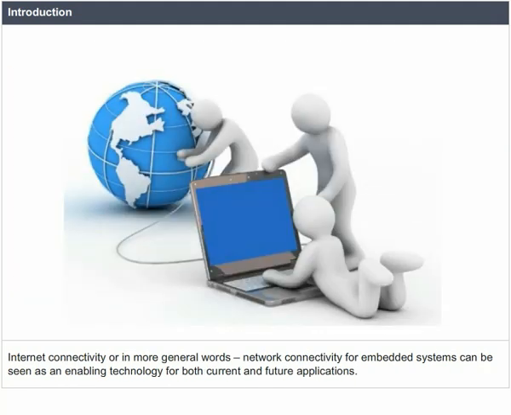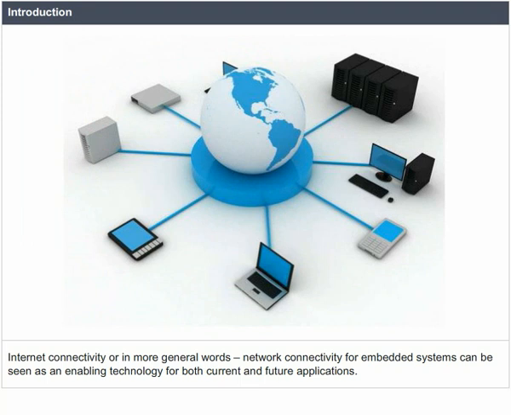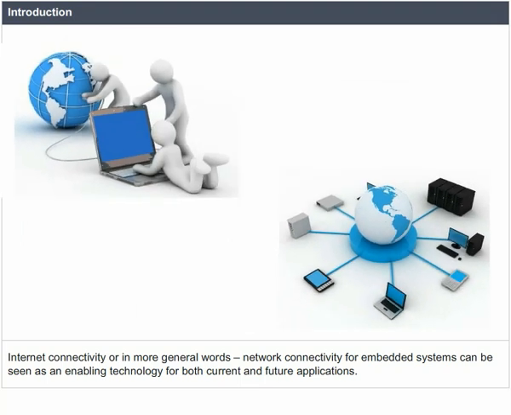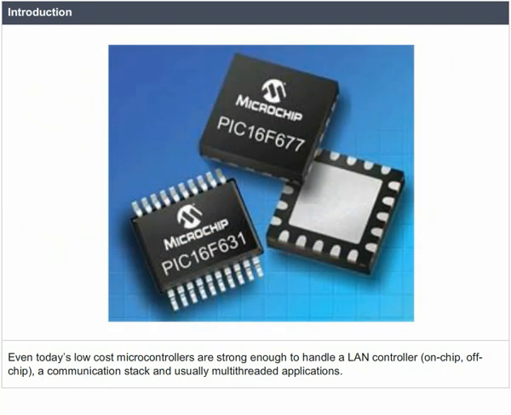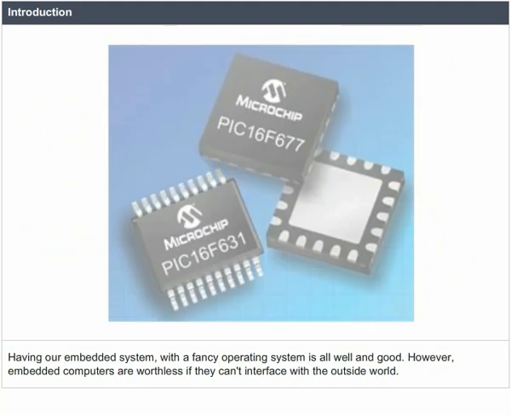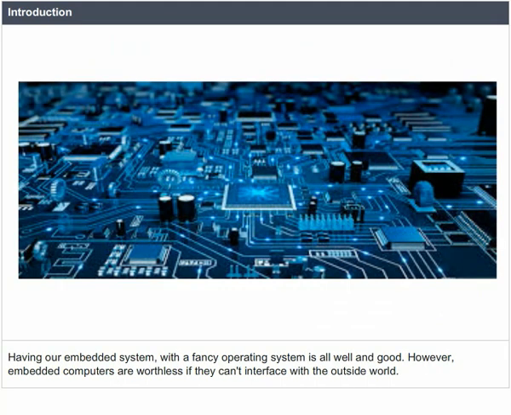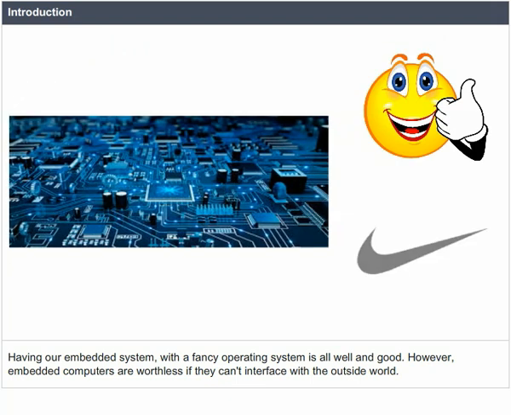Internet connectivity, or in more general words, network connectivity for embedded systems, can be seen as an enabling technology for both current and future applications. Even today's low-cost microcontrollers are strong enough to handle a LAN controller, on-chip or off-chip, a communication stack, and usually multi-threaded applications. Having our embedded system with a fancy operating system is all well and good.